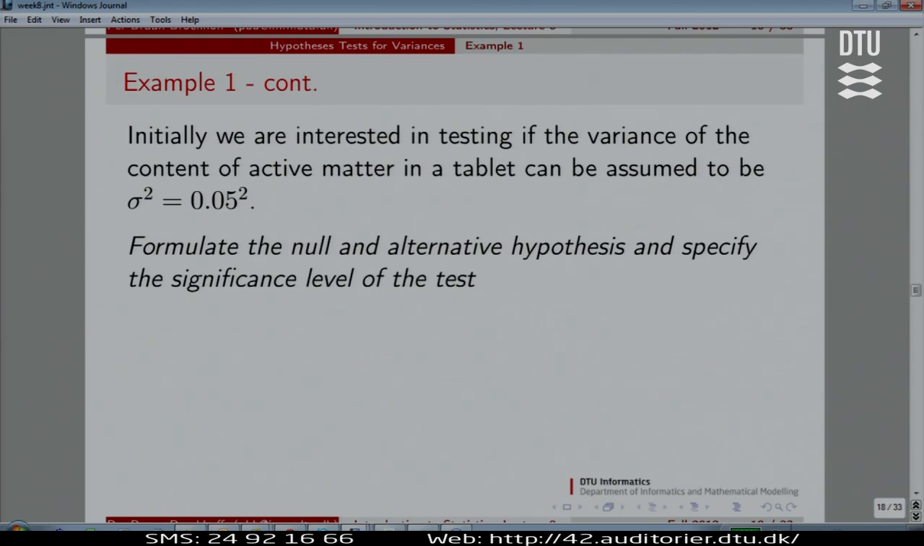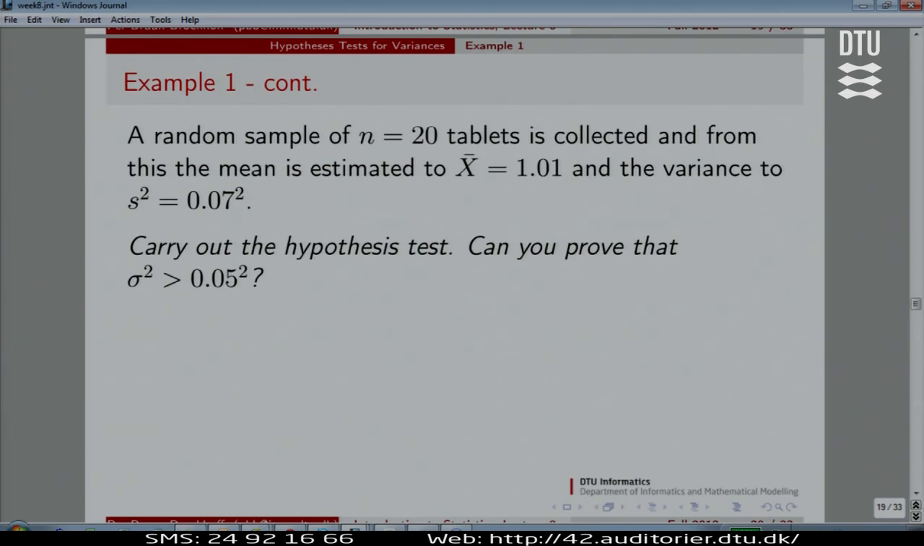Actually, not the data. So far, it's just the claim. I'm sorry. Now, the company claims to the authorities that are controlling the company that the variance is not more than 0.05. The true variance is 0.05 squared. Now, what is the relevant null and alternative?